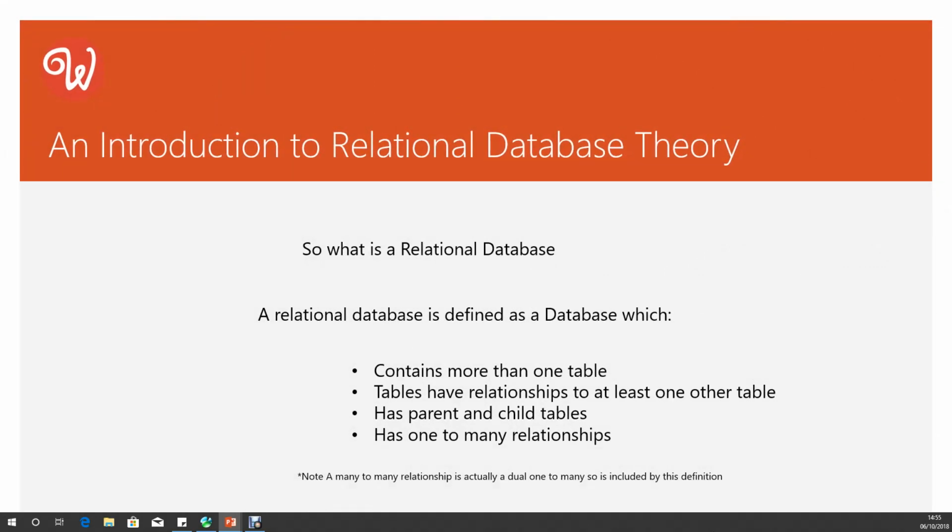So what is a relational database? There is a definition. It's defined as a database which has more than one table. Those tables have relationships to at least one other table. It has parent and child tables and has one-to-many relationships. And I'll just add, you can read the footnote there, a many-to-many relationship is effectively a bidirectional one-to-many relationship, so that is included within that definition.